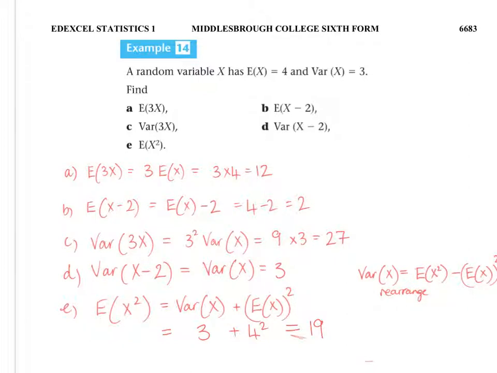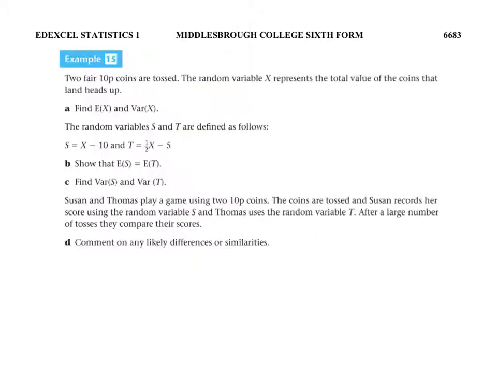Moving on to the next example, just so that we're familiar with all the formulae from the beginning here. We've got 2 fair 10p coins and they are tossed. The random variable x represents the total value of the coins that lands heads up. Find E of x and the variance.